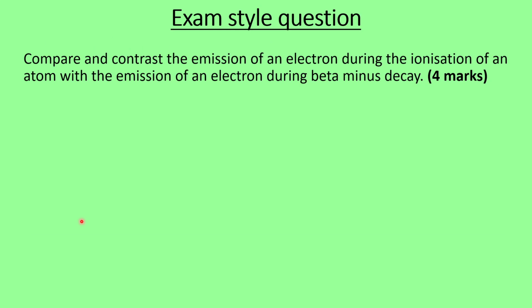So here's a quick exam style question. Compare and contrast the emission of an electron during the ionization of an atom with the emission of an electron during beta minus decay. So pause the video now, try to write an answer, and then I'll pull up a mark scheme.